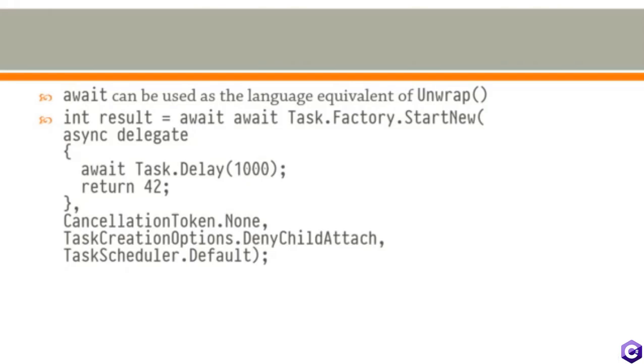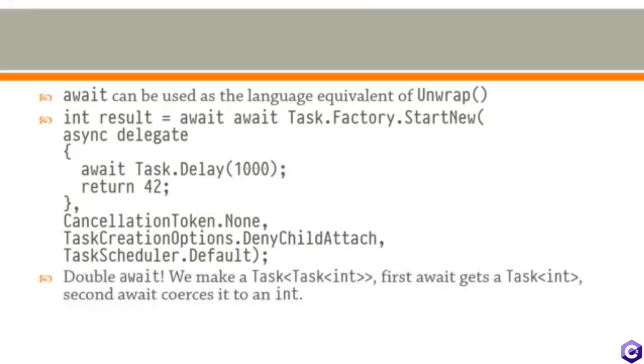I really do have int result equals await await Task.Factory.StartNew, because what's happening here is I have an async delegate which returns a Task of int, and I stick it into a Task.Factory.StartNew. So we get a Task of Task of int being returned, and I call await twice, and as a result I get my final value. I get the final integer. So here essentially I am allowed to make a double await, because first of all we take a Task of Task of int. The first await gets you a Task of int, and the second await coerces it to an ordinary int, which is what we wanted in the first place.